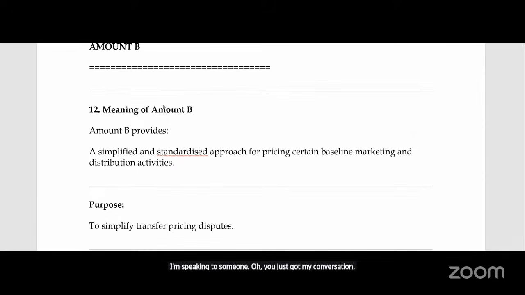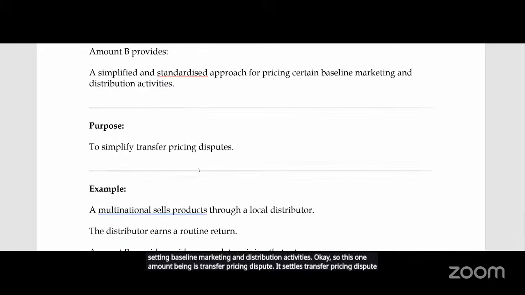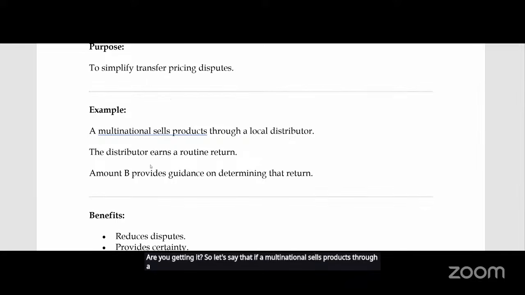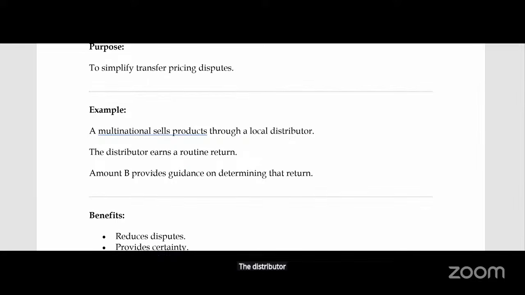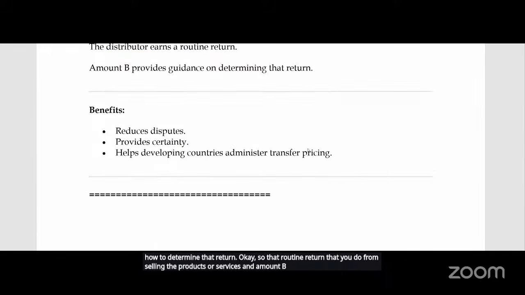Amount B provides a simplified and standardized approach for pricing, setting baseline marketing and distribution activities. This one, Amount B, is about transfer pricing disputes. It settles transfer pricing disputes. Let's say a multinational sells products through a local distributor, and the distributor earns a routine return. Amount B provides guidance on how to determine that return, so that the dispute will be resolved.